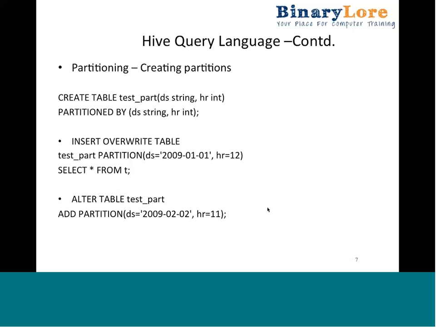Now, Hive query language. Hive query language is what we call the SQL for Hive. These are different commands: create table test part, DS, HR, partition by this; insert overwrite into table test part partition this; select star from T; alter table test part add partition this. Now, I'm going to ask you a question here. You see the second query? What kind of MapReduce job will run for this? Map job. Because you don't have any grouping or anything like that, it will be a map-only job, because you're just taking data from one and moving it to another, right?